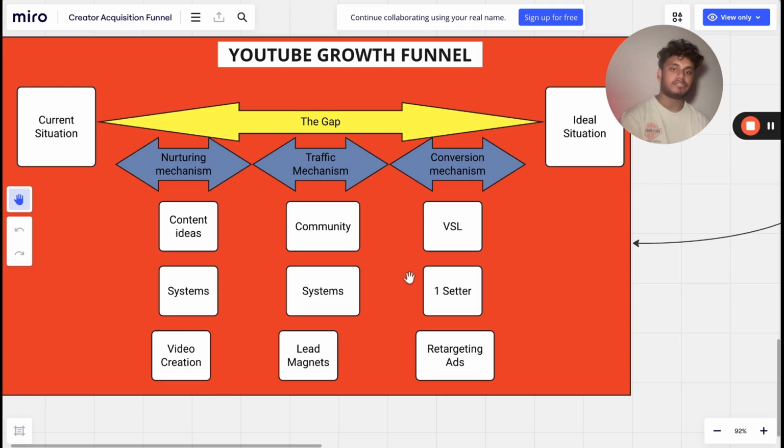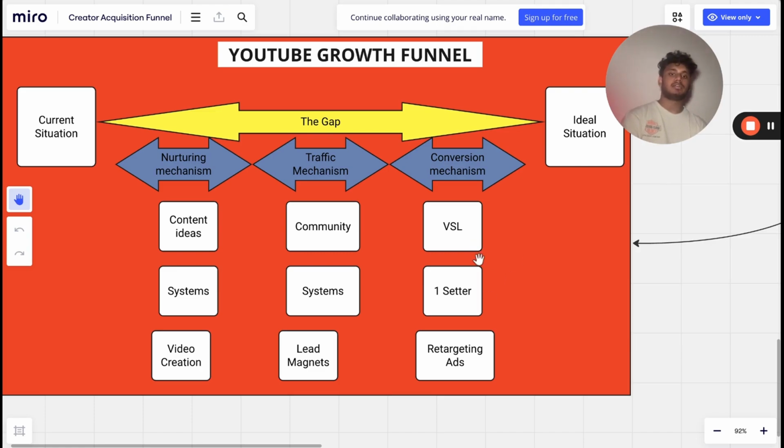Okay, so once they are a part of your free community, then you could just place a setter in your community. So a setter is someone like an appointment setter, you can just hire an appointment setter and place them in your community, who will be responsible just to DM those people who joined your community, and eventually make them book a call with you. Okay, this is one way.